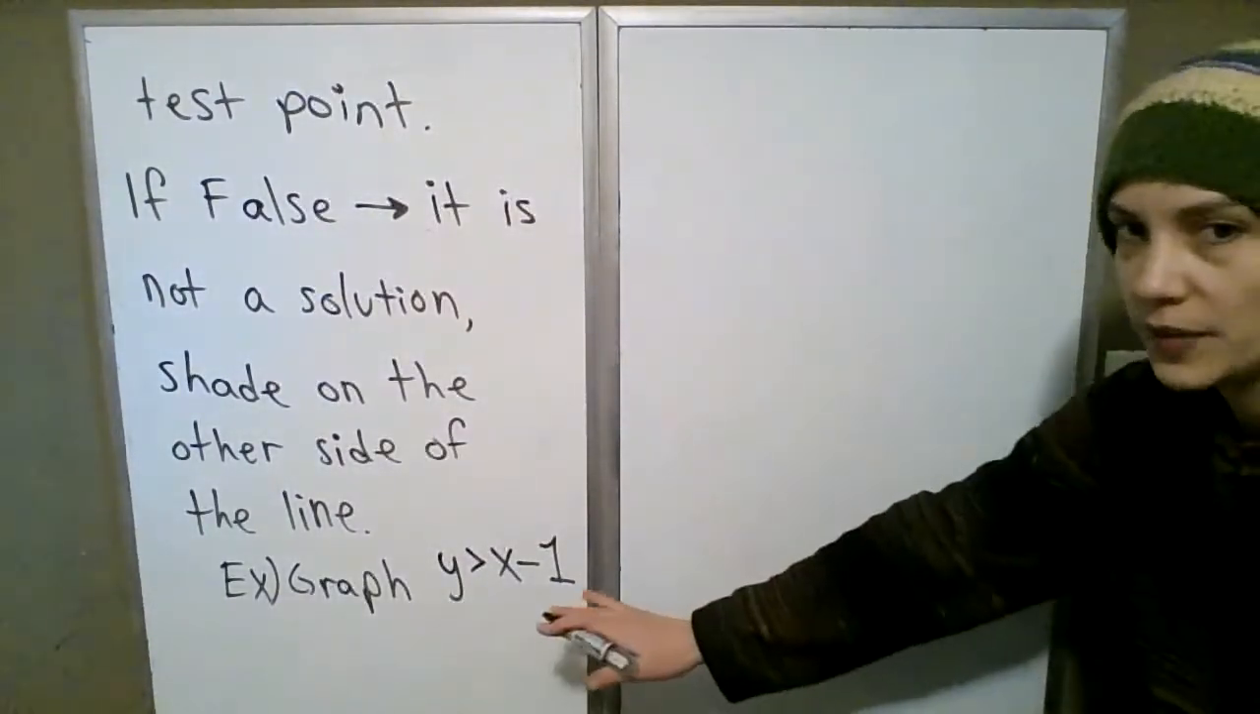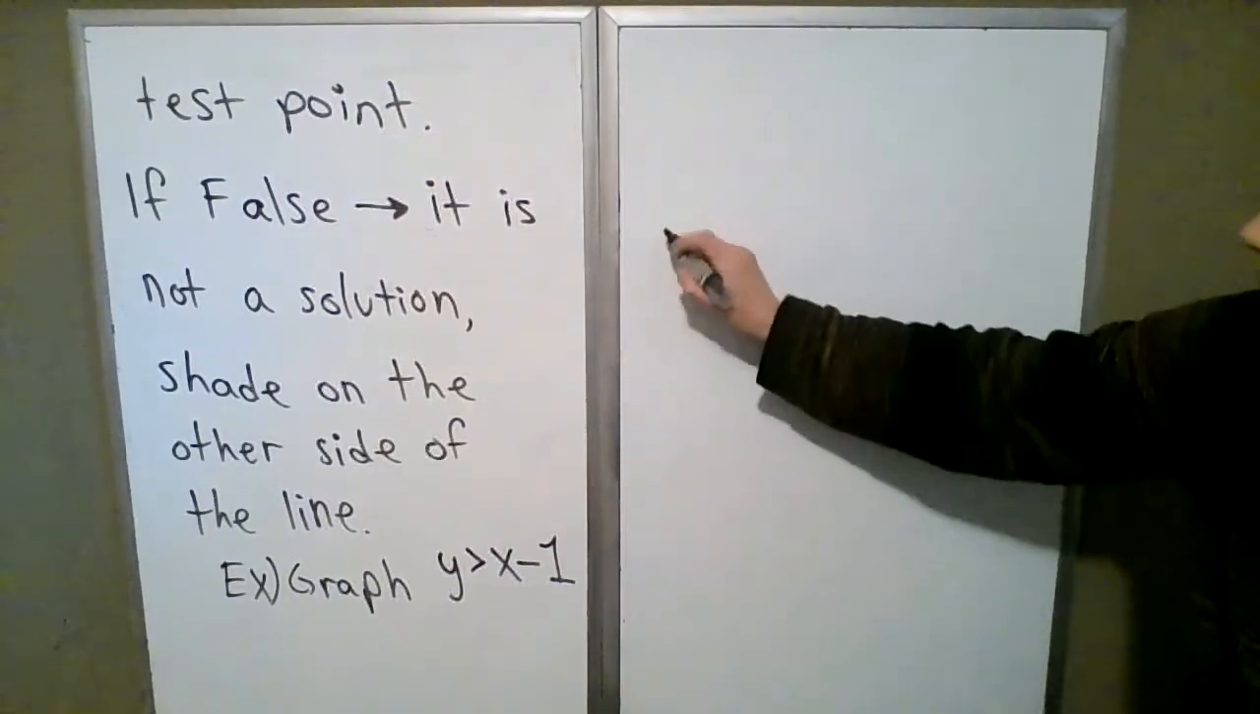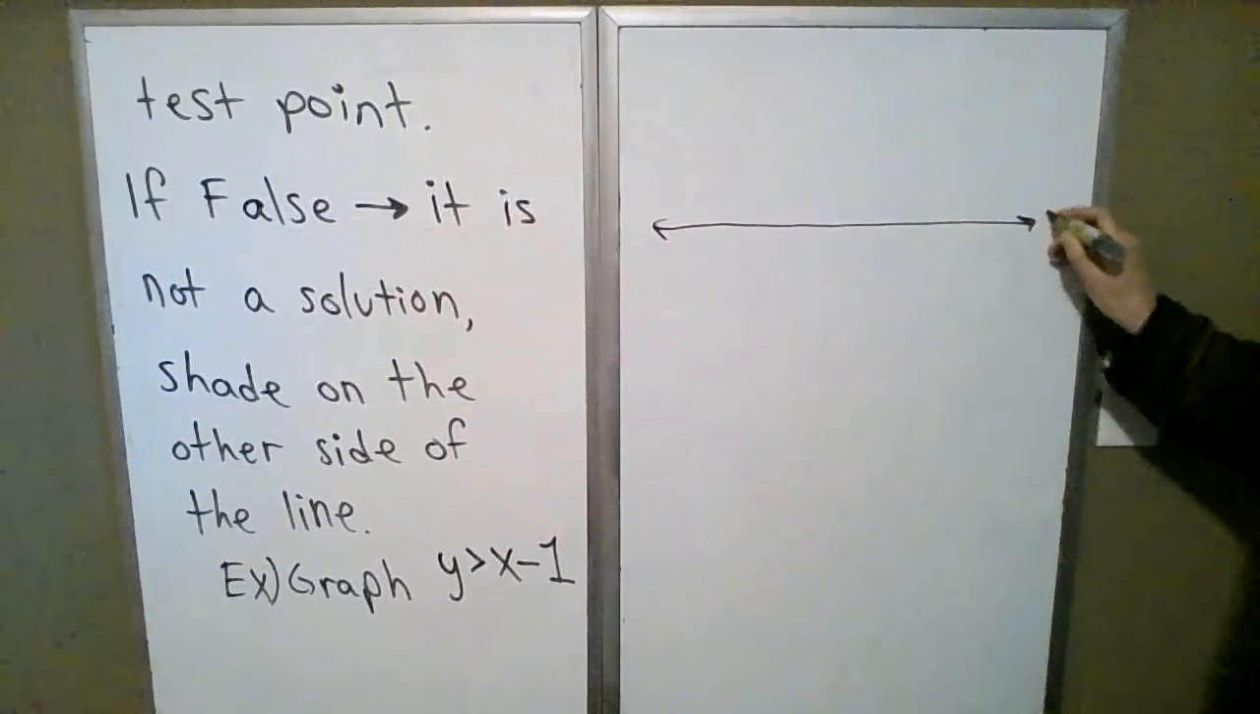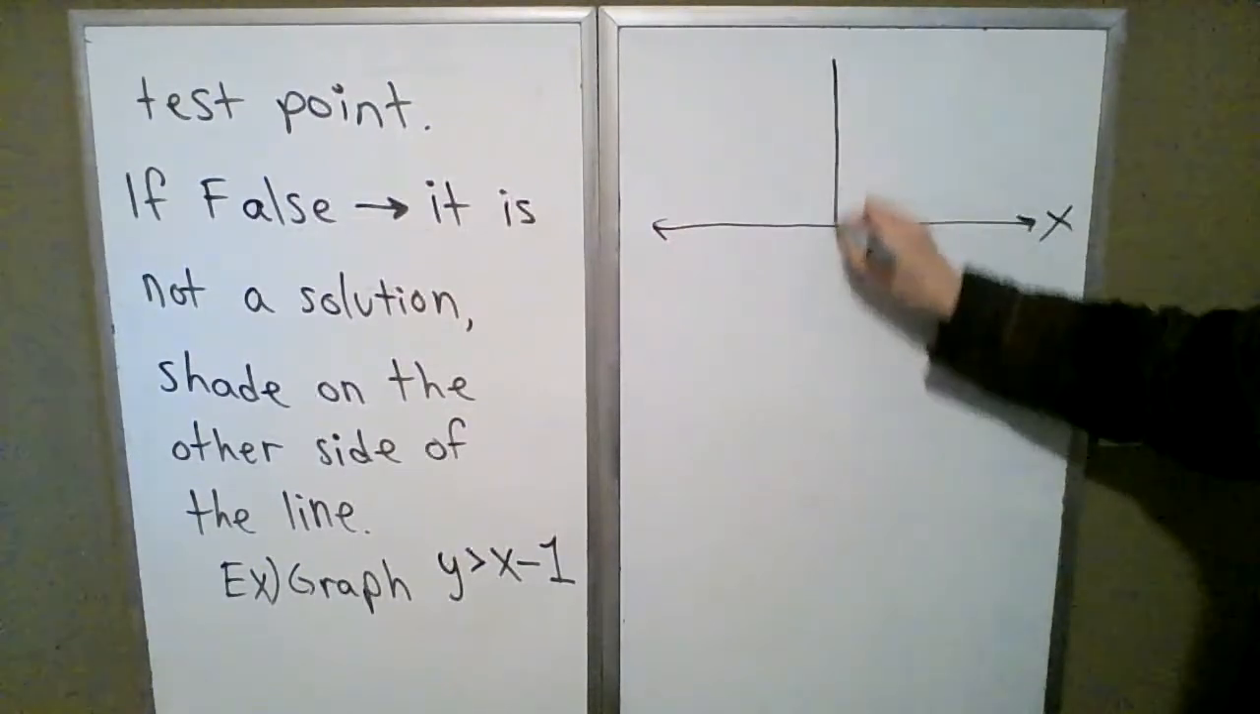So you've got two variables, x and y. The horizontal line will be our x values. This is going to be for y.